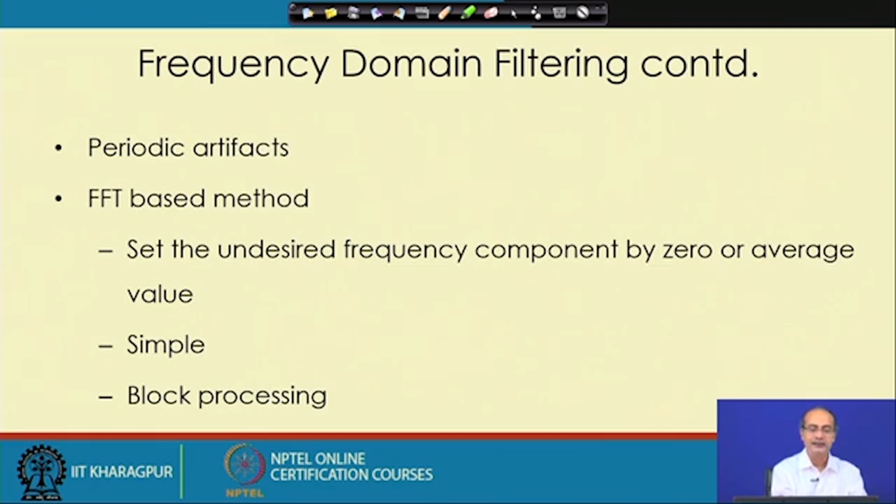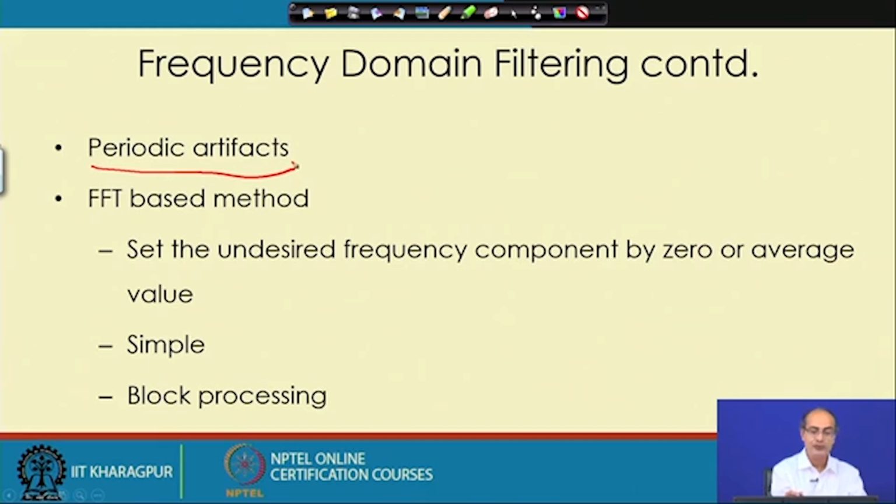The first thing is that frequency domain filters are primarily sensitive or effective for periodic artifacts. What could be an example of a periodic artifact? The first thing that comes to my mind is power frequency noise, which is completely periodic in nature, and this kind of artifact can be removed very effectively by a frequency domain filter.